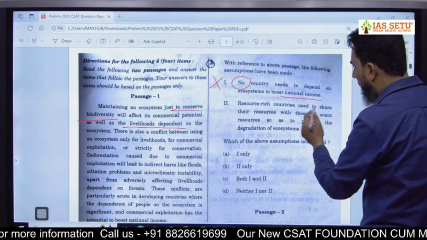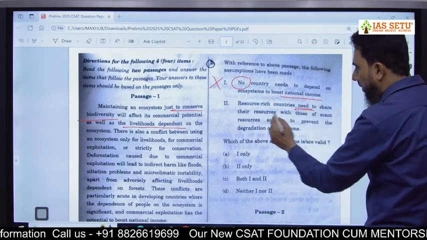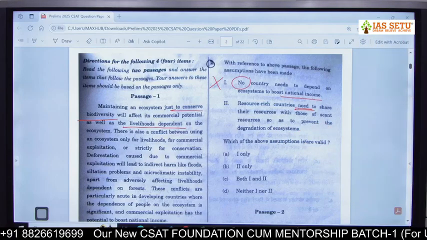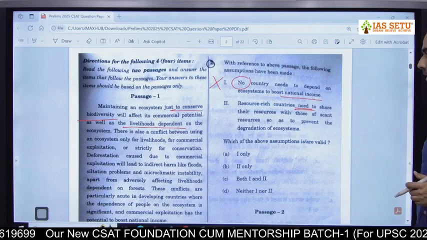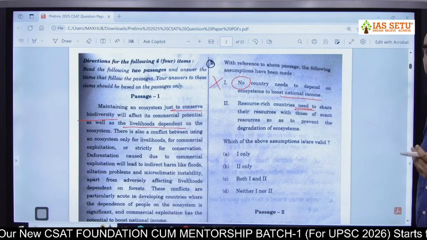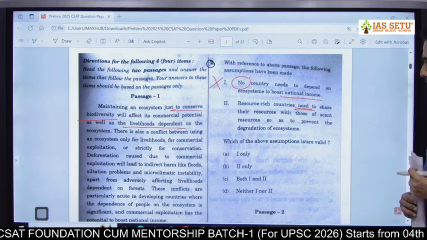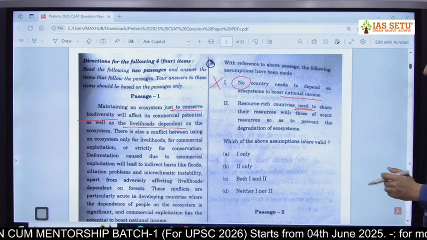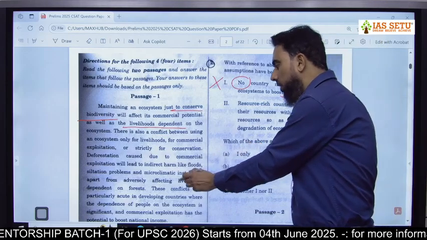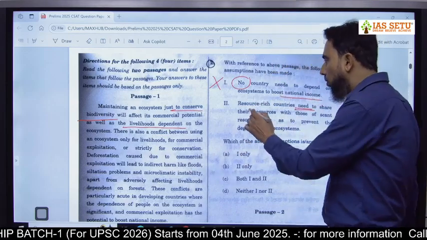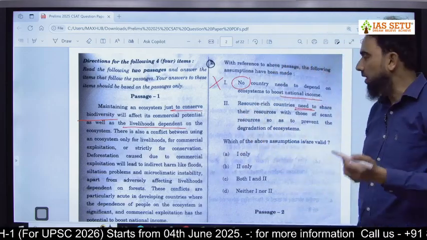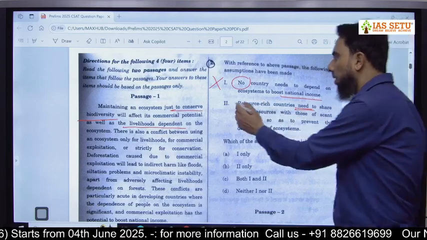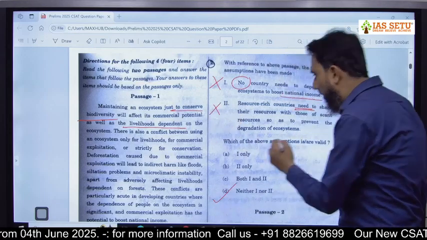Second, resource-rich countries need to share their resources with those of scant resources so as to prevent the degradation of ecosystem. Right. So the resource-rich countries need to share their resources with those countries which have scant resources or shortage of resources. You see, for an assumption to be true, you need to have the data sufficiently present in the passage, but there is no data in support of this. The author has not suggested how the resource-rich countries can help. So this goes beyond the passage, right? And the answer should be D.